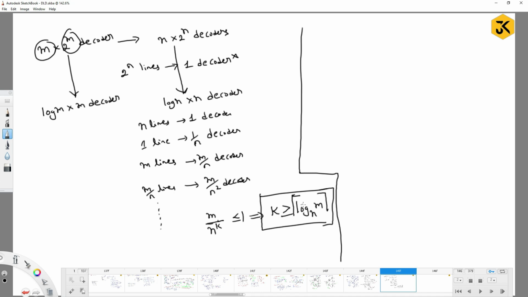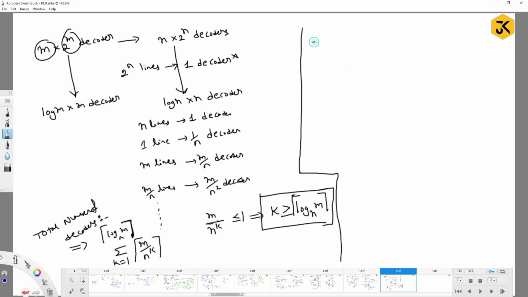Similarly, how many levels are required? K levels are required. K levels means, can I write it as a summation of k equal to 1 to log m base n, and how many decoders are required? You can mention them as m/n power k, in summation form. This is the formula to define the total number of decoders required.